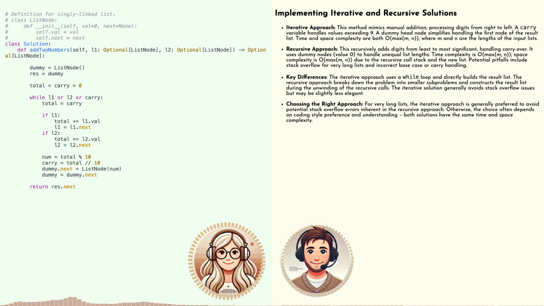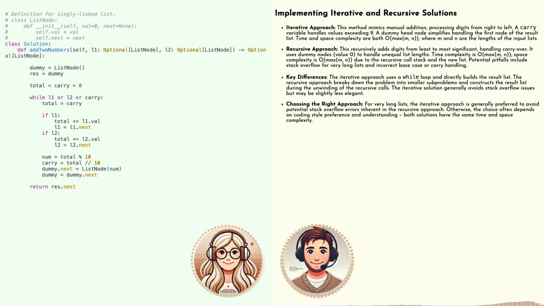And the remainder, sum modulo 10, is the digit that goes into our result list. Clever. So we create a new node for that digit, the remainder after the division, and we append it to our result list. Exactly. We link it up to the previous node in the result list, and then we're ready for the next step. We advance our pointers to the next nodes in the input lists, and the loop continues. This loop keeps chugging along, adding, carrying over, and building up our result list node by node.